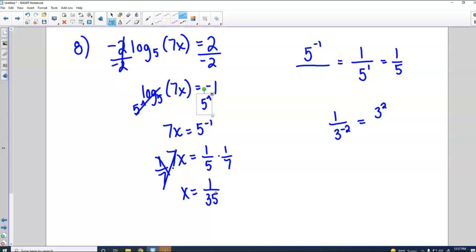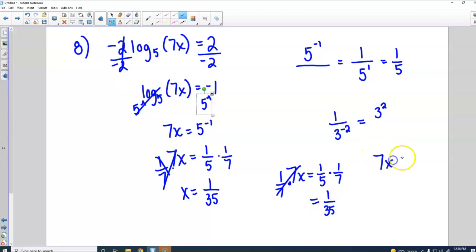Questions? Yes. How would you get 1 over 35 again? Whenever you're doing this, what I prefer to do is this: dividing by 7 is the same as multiplying by 1 over 7. So I just multiplied both sides by 1 over 7. I think that's the quickest way to do it since you've got a fraction over here. And then to multiply fractions, you just multiply straight across: 1 over 35.